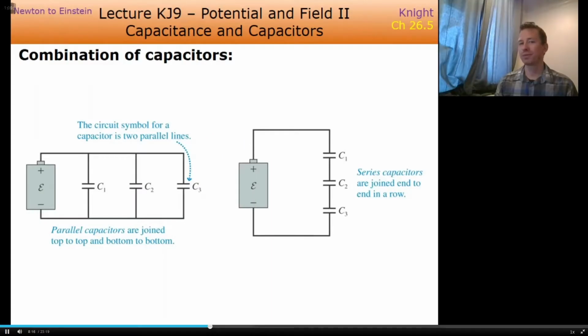But often one could have a situation where there are many capacitors, and you can combine them in two different ways. Let's say either you place them in parallel, as is shown here. So we have a battery and three capacitors, 1, 2, 3. If they're combined this way, it's called parallel. And if they are combined the other way here, you can say in a row, they're called series, capacitors in series.